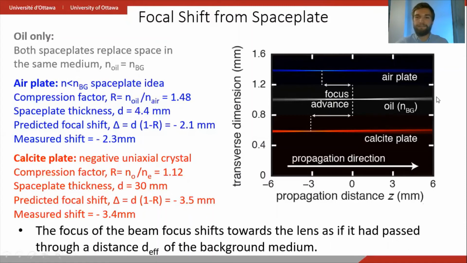So as you can see from these beam profiles plotted as a function of propagation distance, the beam through just the background medium, its waist is defined to be at z equals 0. And then with the insertion of either the low-index spaceplate or the uniaxial spaceplate, we observe a shift in the focus against the direction of propagation, thus showing that we have replaced space in our spaceplate. Unfortunately, I don't have time to go through all these details here, but the important point is that our measured shift is very similar to our predicted shift for both cases.